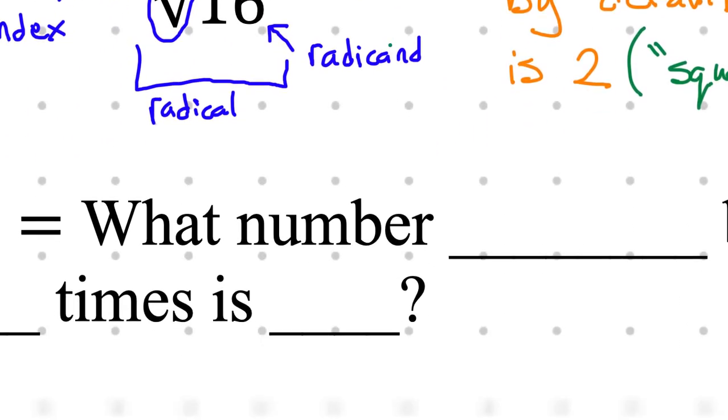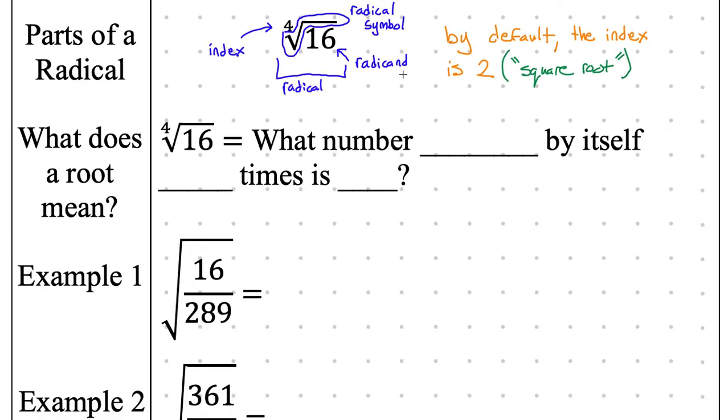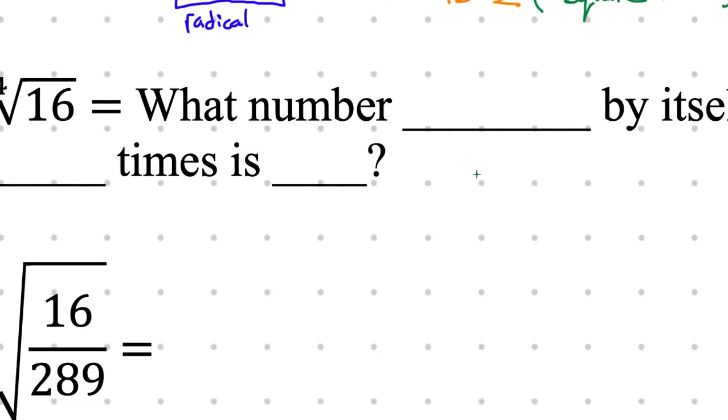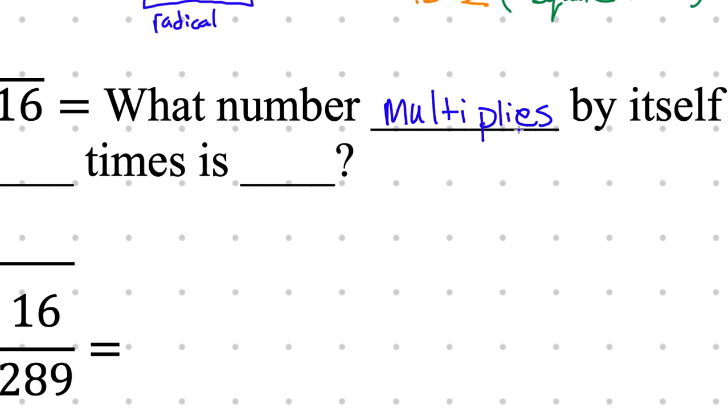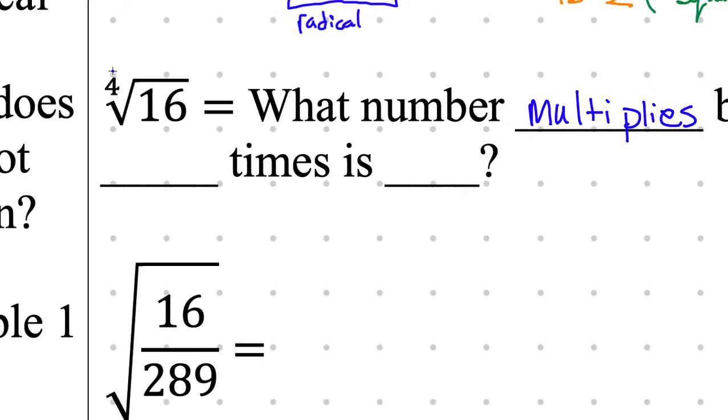Okay. So another way of asking what a root is even talking about. If I have the same thing, the 4th root of 16, it's actually asking a question. And here is the question that it's asking. What number multiplies by itself the index number of times, so 4 times? What number multiplied by itself 4 times? So if my number is, I chose 2, 2 times 2 times 2 times 2 is this answer of 16.